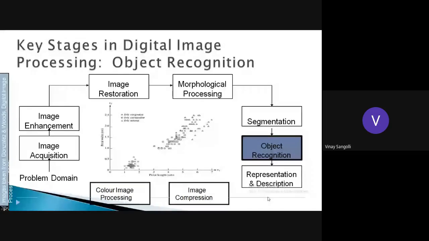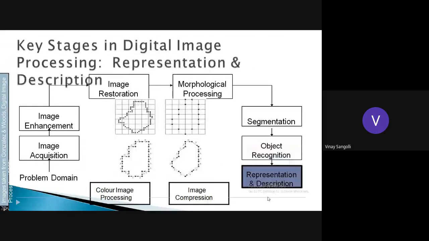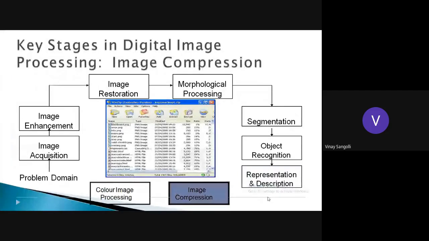We saw a very beautiful example which you had also seen in your previous subject, the differentiation of flowers, that is Virginica, versicolor, and setosa. Then we came across representation and description. There are two types of representation: one is boundary representation and another one is internal representation. You can use any one of them. Finally, we came to compression, which forms a very major part when you especially deal with online things.